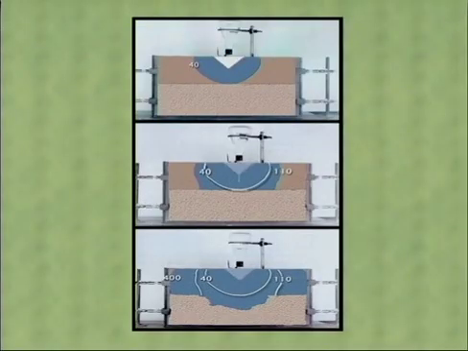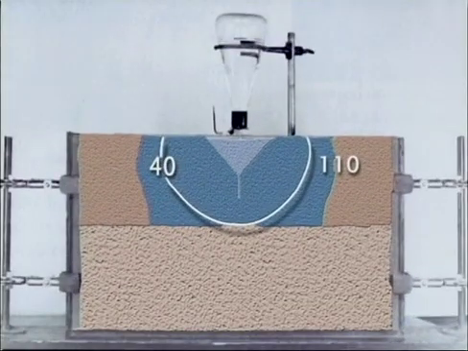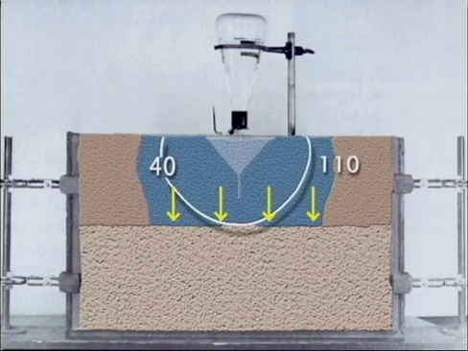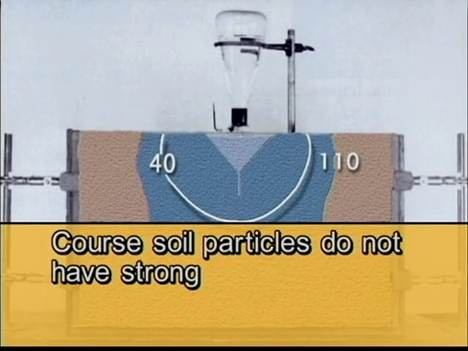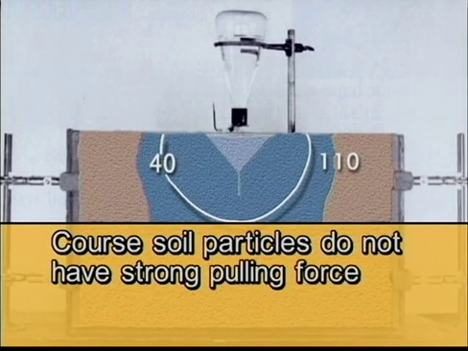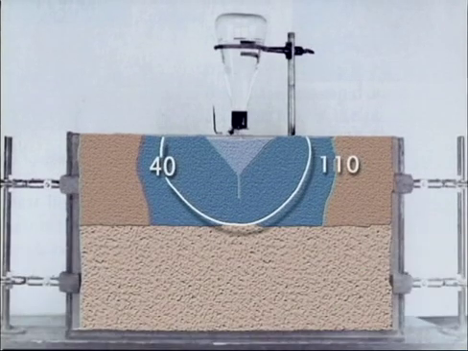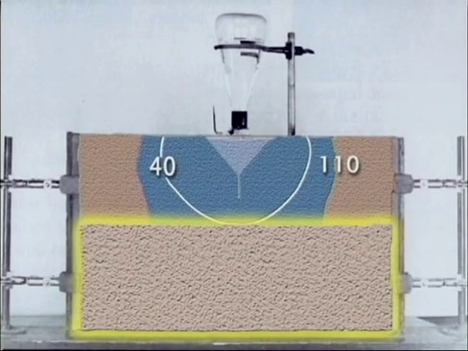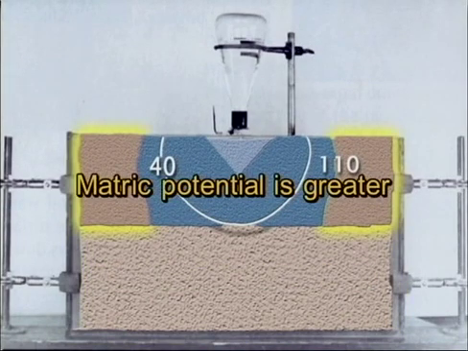Well, what can explain why, as this water reaches this coarser textured layer, that it does not move into that layer? There are two things that help explain this. One is the fact that these coarse soil particles do not have as strong of an absorptive or pulling force for the water as do the finer sized soil particles above. In other words, the matrix potential of these larger particles is actually less than would be the matrix potential of smaller particles because of a greater surface area.